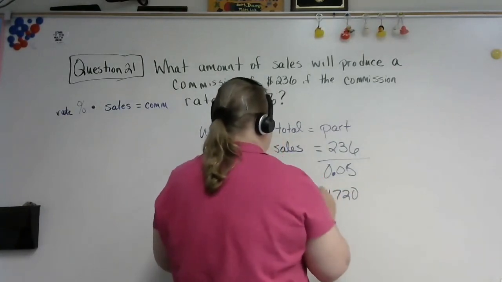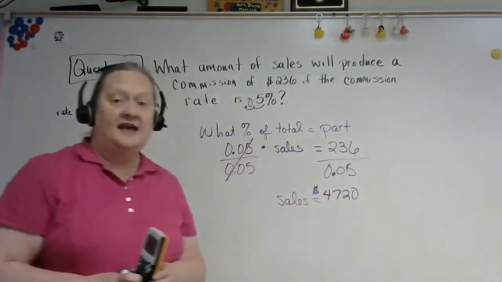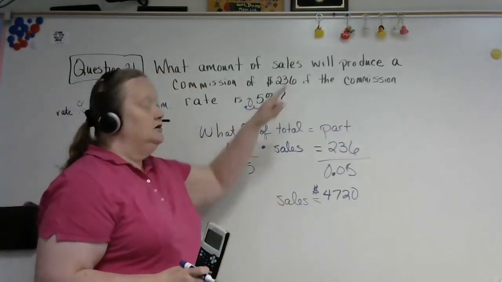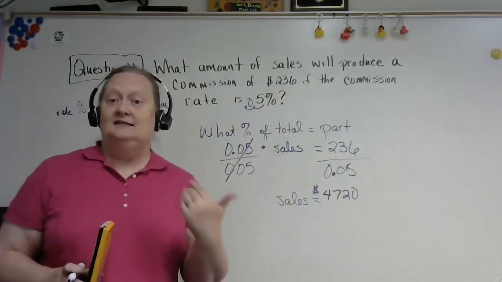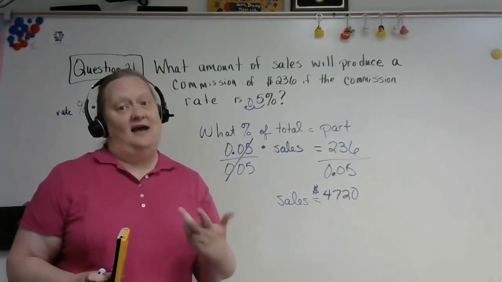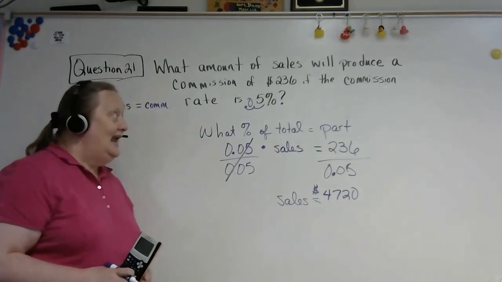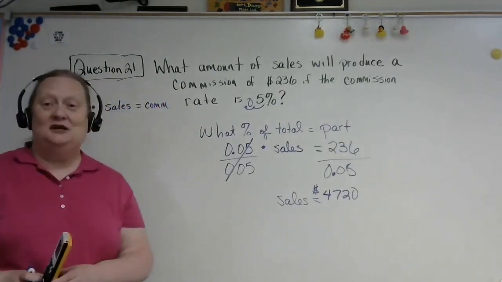4720. And does that make sense? Well, he has to sell $4,720 to earn 236 if his commission rate is 5%. And so that is the answer, and that concludes question number 21.